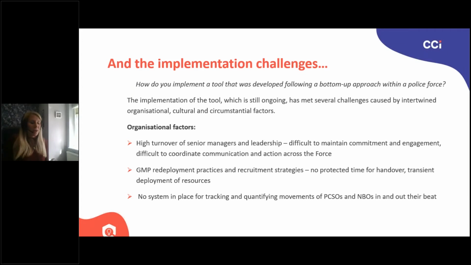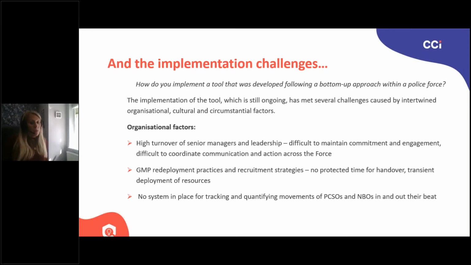Another big problem that we found, possibly the main one, is the way resources are deployed in community policing, because the deployment is very transient. As I mentioned before, officers are redeployed within a matter of days to other roles, or they are abstracted and asked to do something else, and they have to leave their neighborhood policing role. There's no protected time for the handover, and this obviously doesn't help a face-to-face handover process.